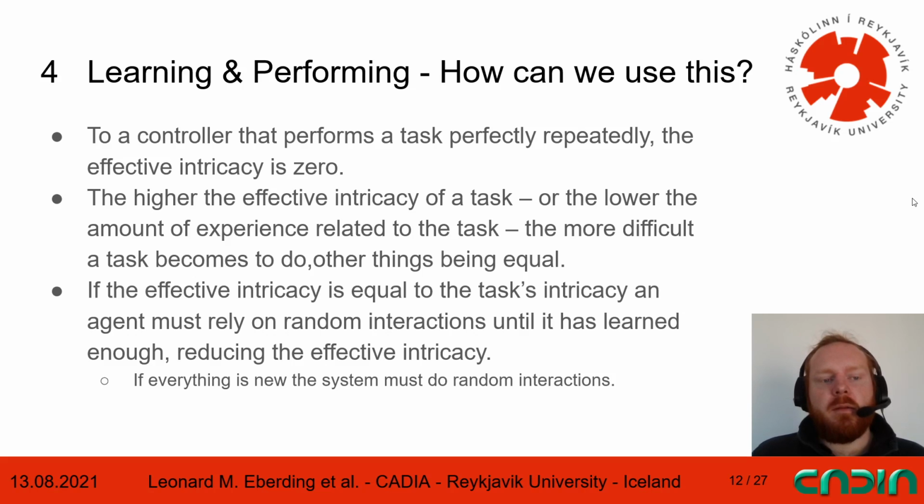Also, we can say that for a controller that performs a task repeatedly perfectly, the effective intricacy of this task is 0. So the higher the effective intricacy of a task, or the lower the amount of experience that the agent has on this task, the more difficult the task becomes, all other things being equal. And if we go all the way up to where the effective intricacy is equal to the task's intricacy, then the agent needs to rely on completely random interactions until it has extracted enough CRMs, or knowledge, to reduce the effective intricacy. So if everything is new to the system, it must do random interactions. And I think all of those points are nice to have defined in a way that we can actually talk about them and use them in our research.